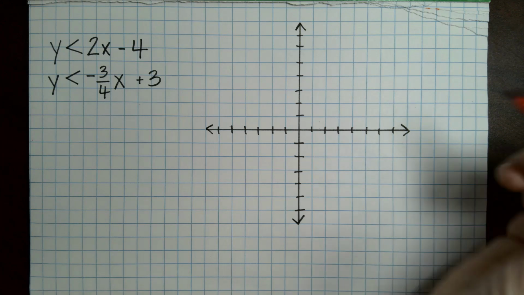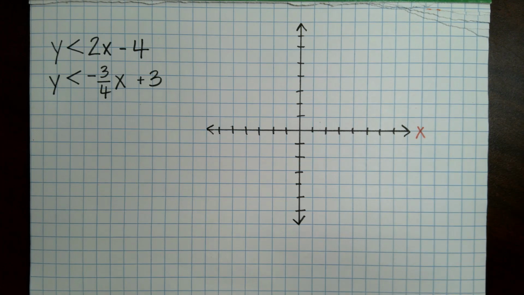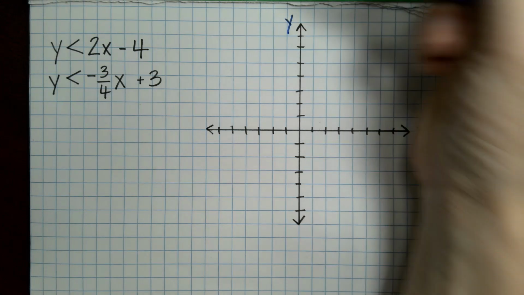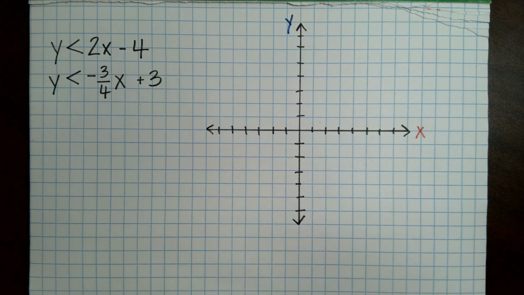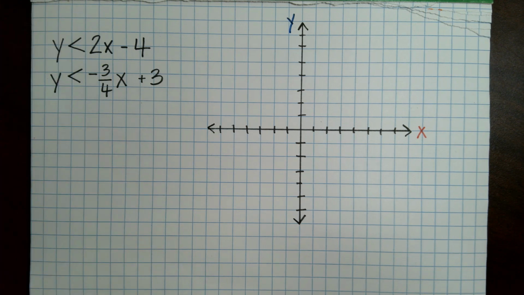All right. We are just about ready to start graphing these. I'll give you guys a minute to catch up. Okay, let's look at that top one. Somebody read it to me. Y is less than 2x minus 4. Yes, y is less than 2x minus 4.